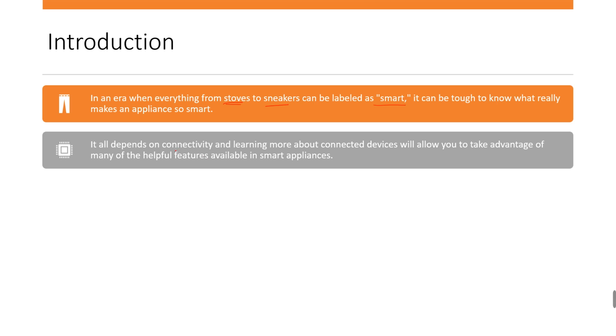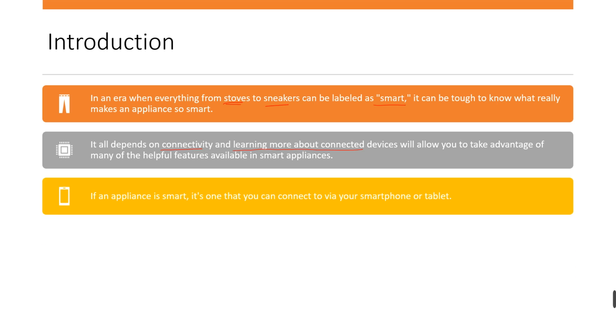So it all depends on connectivity. These are the main points: first is connectivity, and second is learning from connected devices. These two are the main features: the appliance should have the feature of connectivity, and it should have the feature of learning from the connected devices. The connected devices may be the devices with which that particular appliance is communicating.